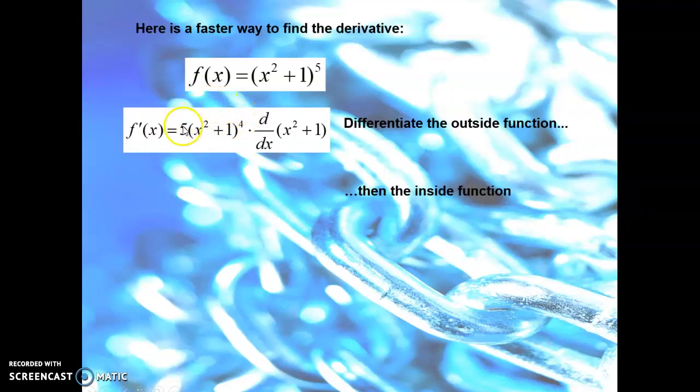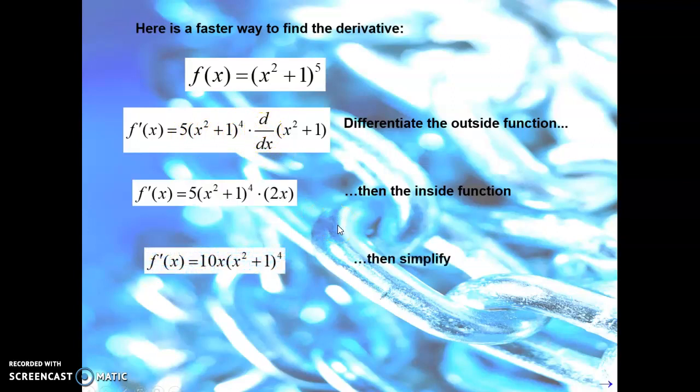So notice the 5 came to the front. We subtracted 1 from this exponent. We left the inside function untouched. Then we multiply by the derivative of the inside function. Notice I get the same answer, and when I simplify, I get the same answer that I had doing Leibniz's way of doing the derivative. Both will get you a correct answer. Both are the chain rule, just done a little bit differently.